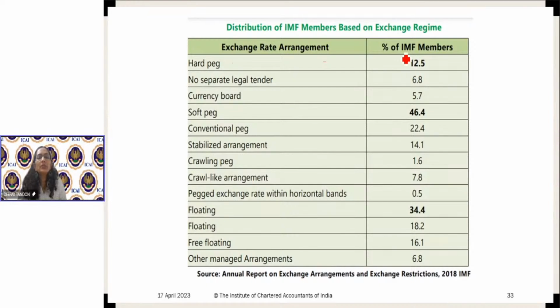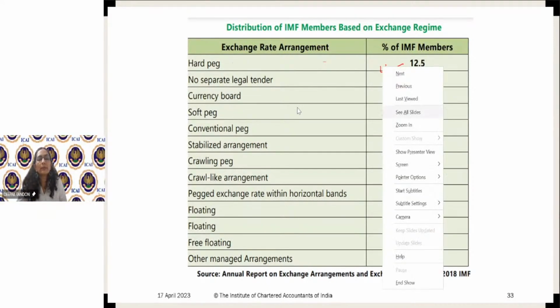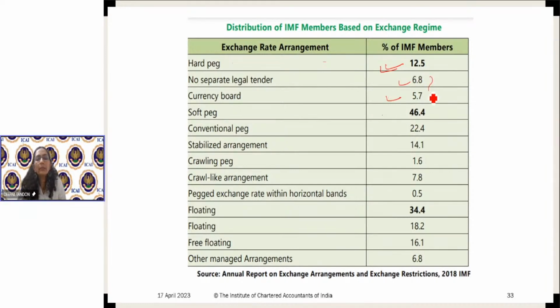So 12.5% of IMF members have followed hard peg. No separate legal tender is practiced by 6.8. Currency board we have shared. Group of countries following one currency is 5.7. Soft peg is 46.4. So if you see the sum of these two, no separate legal tender and currency board are the components of hard peg. These two are in the category of hard peg. And soft peg is 46.4, which is the highest. The highest number of countries are practicing soft peg.